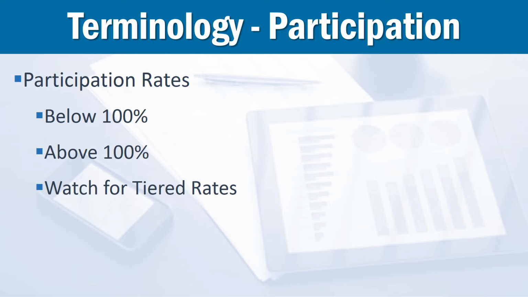Now, one of the quirks that we've seen is that different participation rates may be applied at different levels. Now, this gets a little confusing, but for example, a company may use a 100% participation rate up to the first 20% of return, and then apply a higher or lower participation to returns above that level. So, read the fine print.